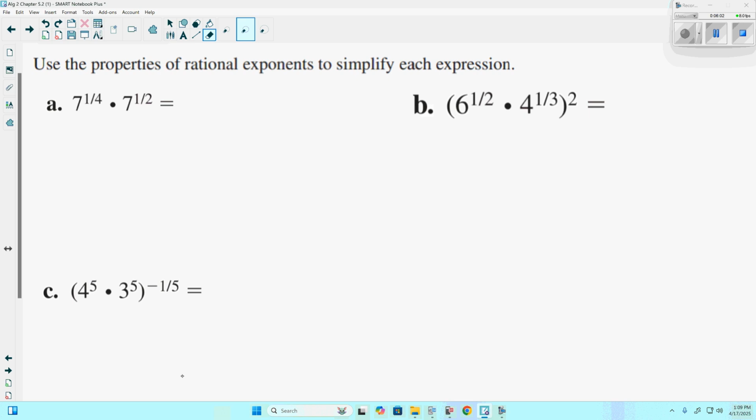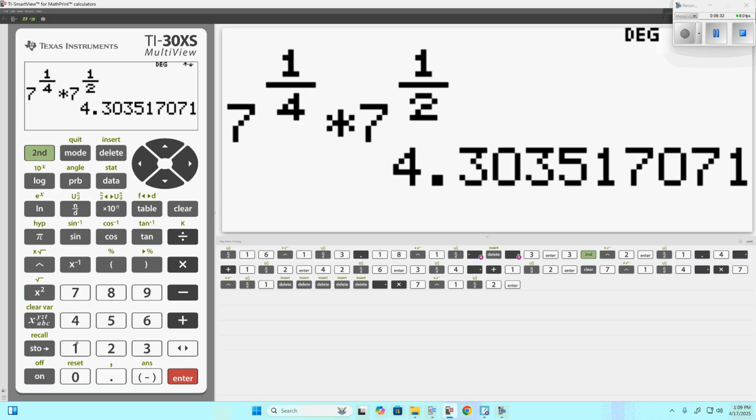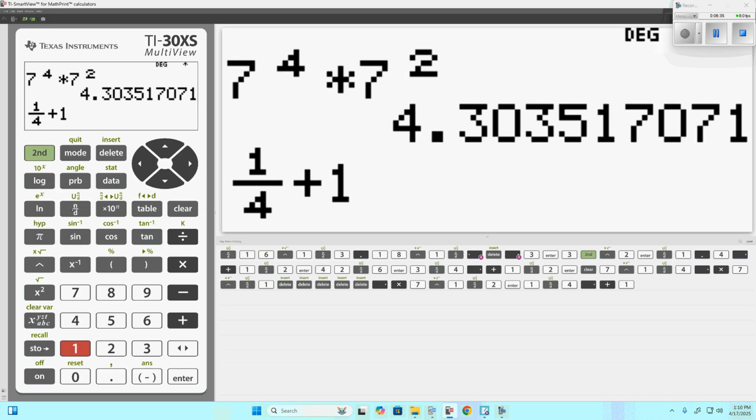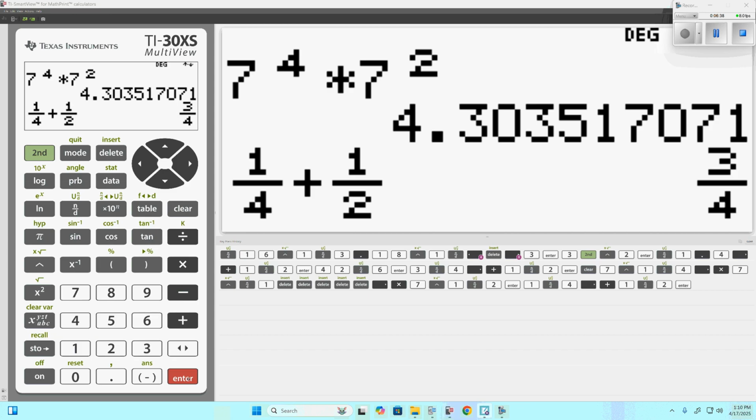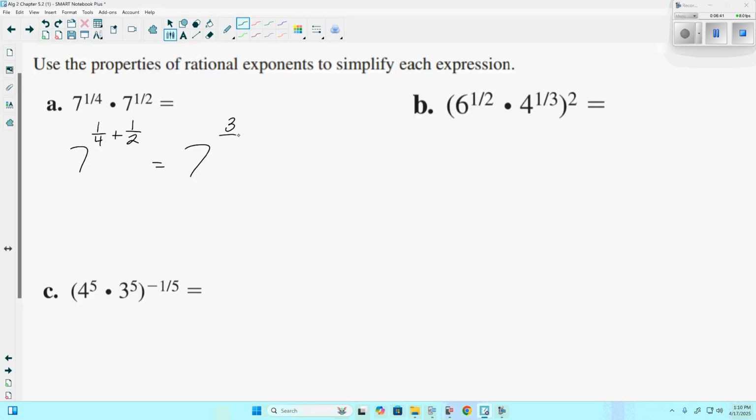Now, according to our product of a power, when we multiply like bases, we add the exponents. So 7 to the 1/4 times 7 to the 1/2 is the same as 7 to the 1/4 plus 1/2. Now the next thing we need to do is add 1/4 and 1/2. The calculator can do this for us, but if we are going to do this by hand, we would have to get the denominators to be the same. So we'd have to rewrite them both as fourths, telling us that 7 to the 1/4 times 7 to the 1/2 is 7 to the 3/4.